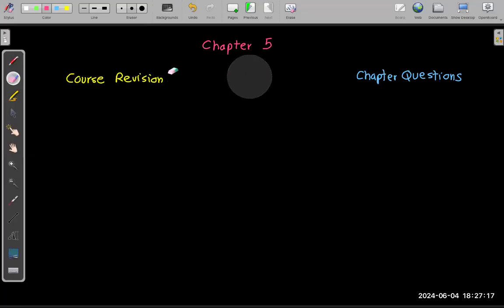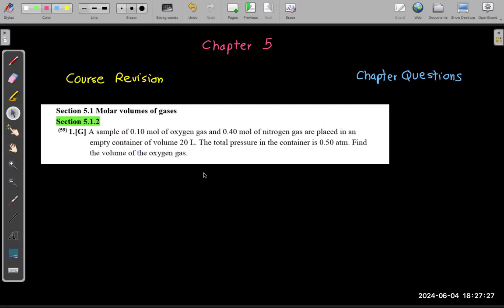So the first will be about chapter 5, as we said. So the chapter 5 course revision questions. The first thing is talking about the molar volume of the gases. We know that the molar volume of the gas means the volume of 1 mole of gas.